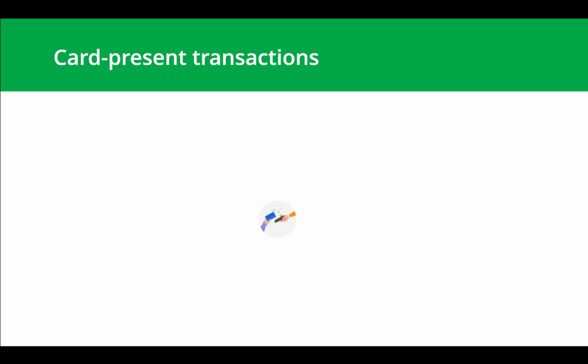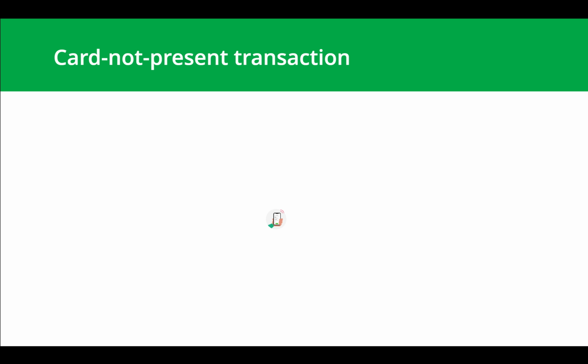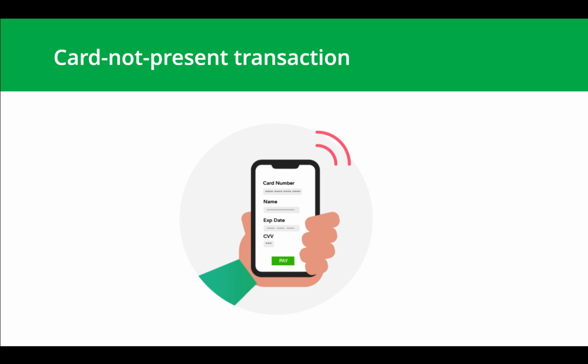And chargebacks come in two types. Card present transaction. Now these are transactions where the customer is physically present during the credit or debit card payment. And these are the everyday transactions where you walk into your local grocery store and pay for your items with your card. Card not present transaction.